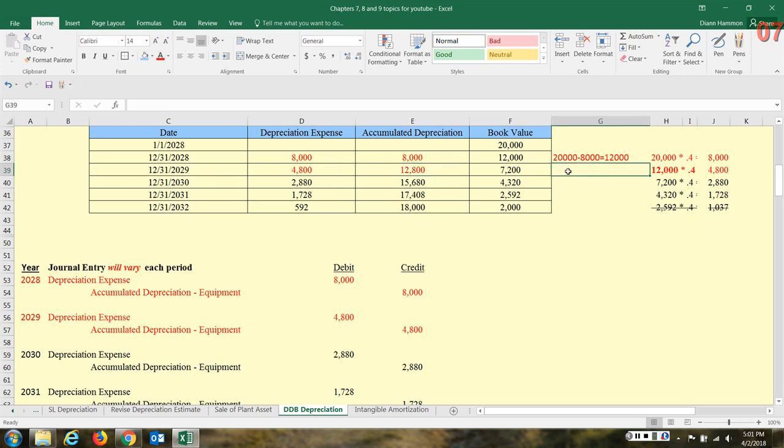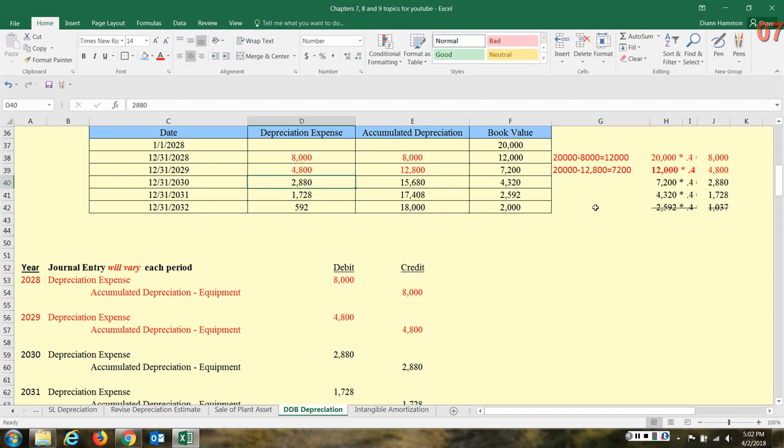we get a total of $12,800. What's our book value? $20,000, which was again our cost. And now we want to subtract the accumulated depreciation, and we get a balance of $7,200. So that's my new book value for 2029.